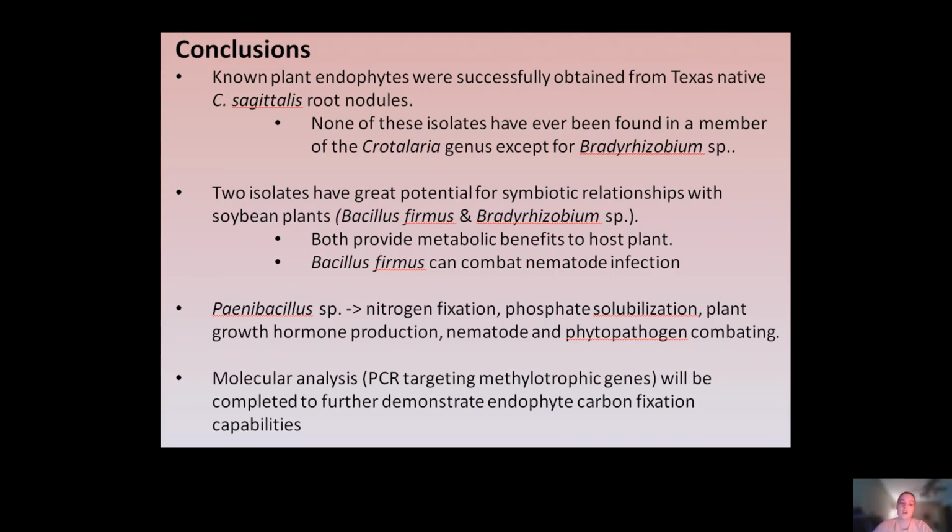And Paenibacillus is also a known plant symbiont that shows an ability for nitrogen fixation, phosphate solubilization, the production of plant growth promoting hormones, as well as help to combat any sort of phytopathogens or nematode infections, which is a pretty big problem for any sort of farmer, particularly in the South.